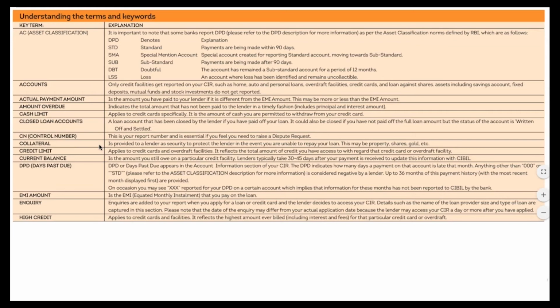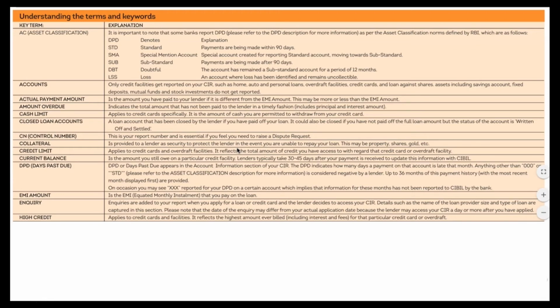Then you see a credit limit. This credit limit is applicable to credit cards and overdraft facilities. It reflects the amount which you can access. So let's say you have a credit limit of 5 lakhs and what you're using may be 2 lakh or 3 lakh, but at any point you can go up to 5 lakhs.